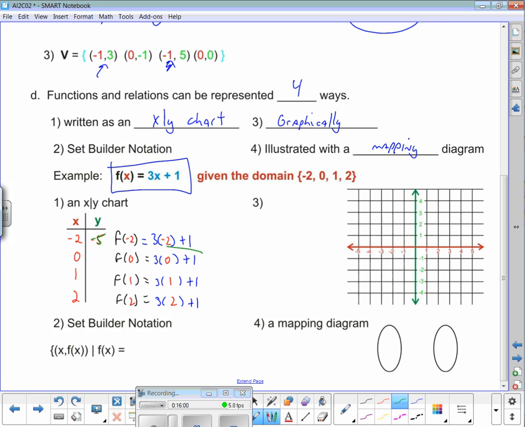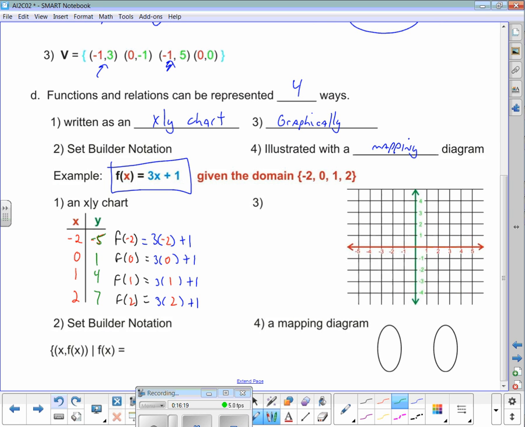So if we look at the second one, right? 3 times 0 is 0. 0 plus 1 is 1. Look at the third one. 3 times 1 is 3, and 3 plus 1 is 4. And the last one is 7. And now we've got an XY chart of our function.